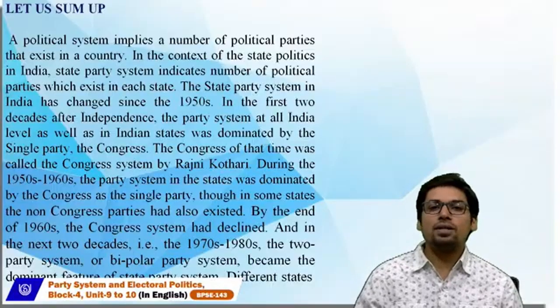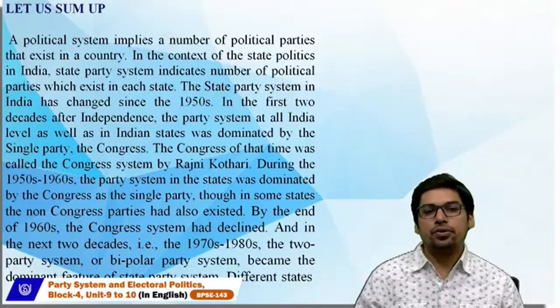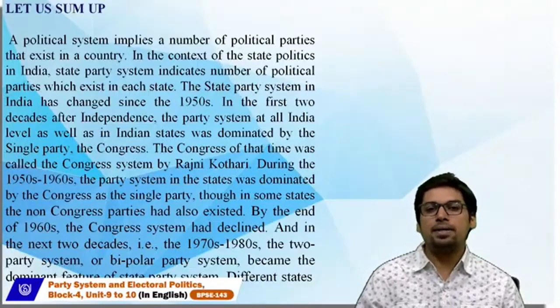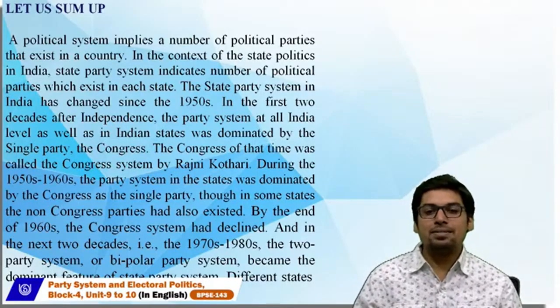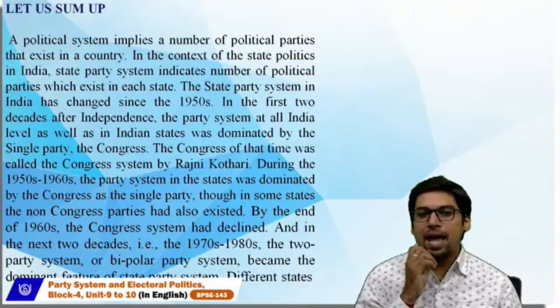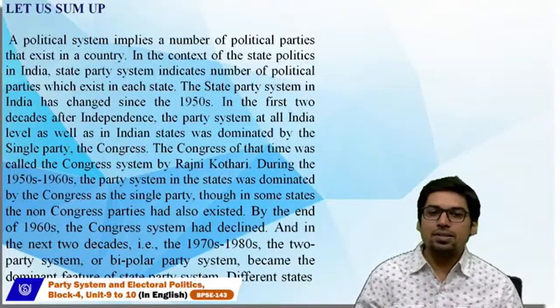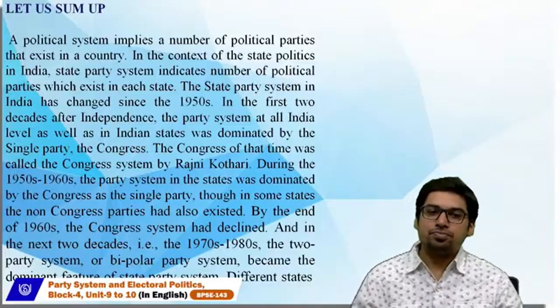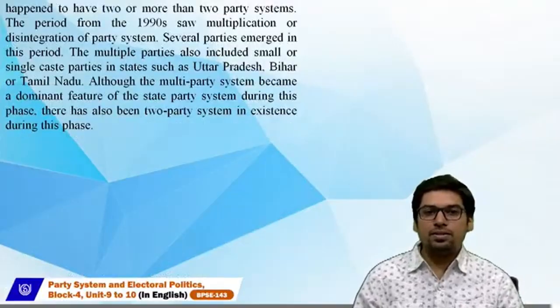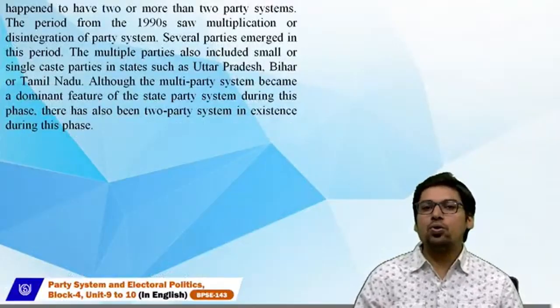The Congress of that time was called the Congress system by Rajni Kothari. During the 1950s to 1960s, the party system in the states was dominated by the Congress as the single party. In some states non-Congress parties also existed. By the end of the 1960s, the Congress system had declined, and in the next two decades, different states moved to a two-party or more than two-party system.